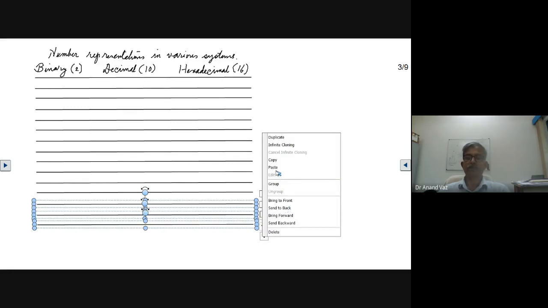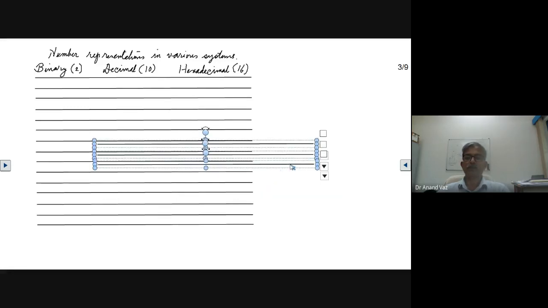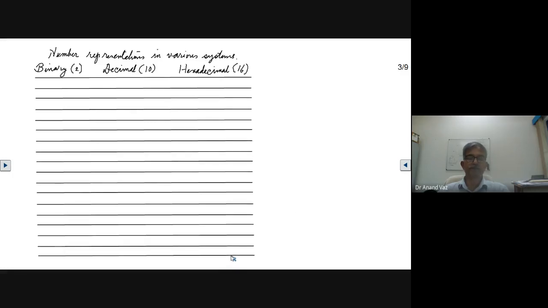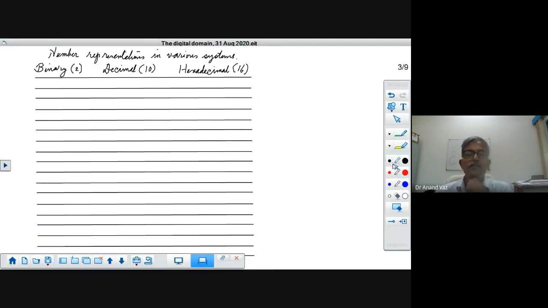Perhaps we may need more. Just keep them handy. So now let us begin representing some numbers.